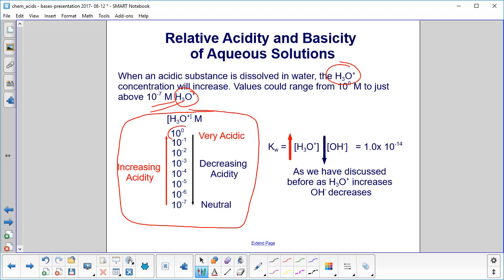Very acidic, you're up here, decreasing acidity until you're neutral at 10 to the minus 7th. Increasing acidity goes this way. So your water ionization constant, the hydronium goes up. That means the hydroxide concentration goes down, but the product is still 1 times 10 to the minus 14th.